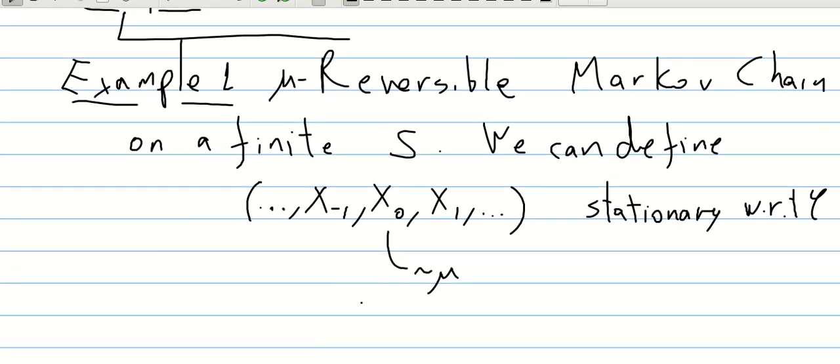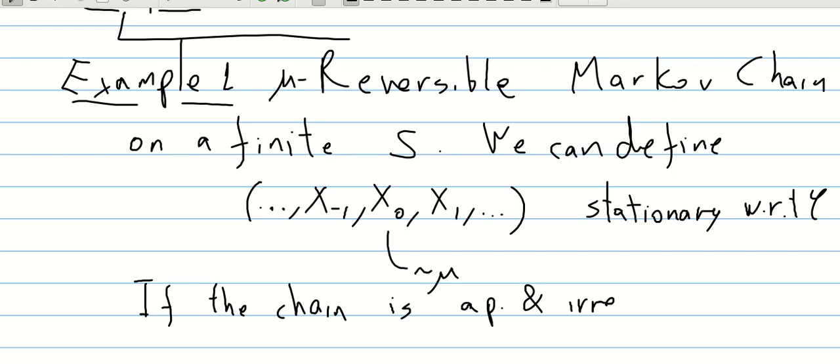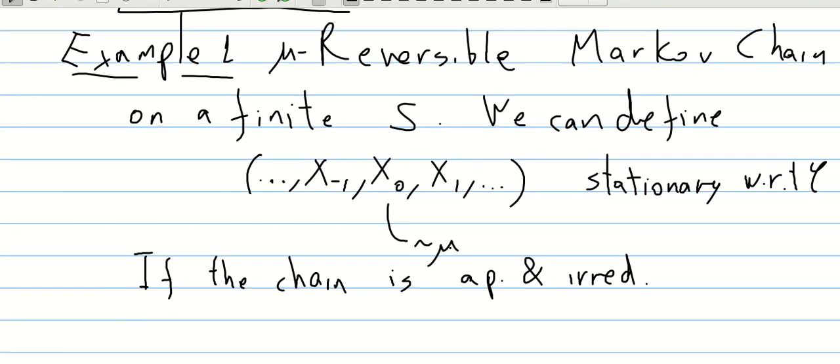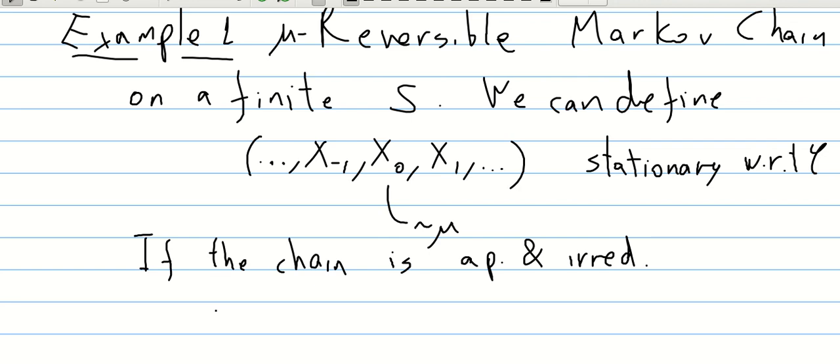And not only that, since our state space is finite, if the chain is aperiodic and irreducible, it's going to be mixing, strongly mixing actually. So the fact that it's Markovian makes the notion of mixing and strong mixing very similar.